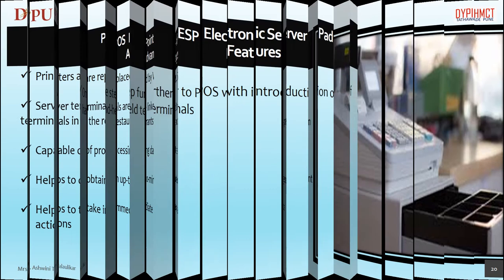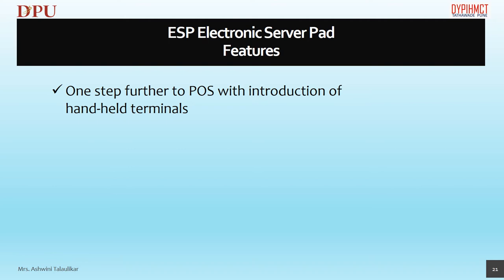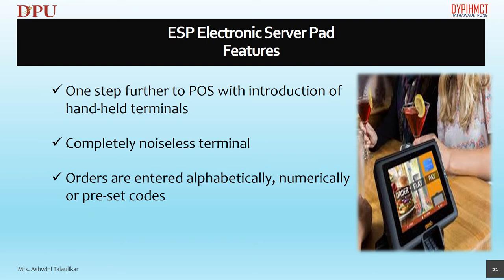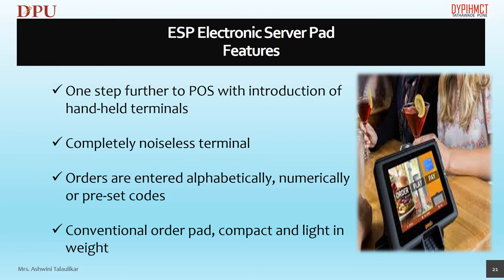The features of ESP, electronic server pad, are one step further to POS with the introduction of handheld terminals. Completely noiseless terminal, orders are entered alphabetically, numerically or by preset codes, replacing the conventional order pad. Compact and light in weight.